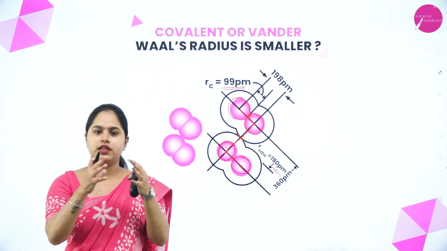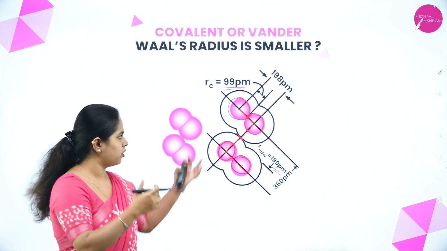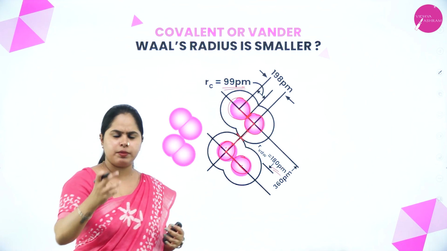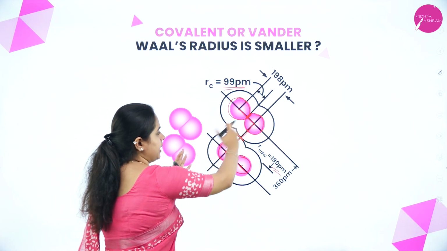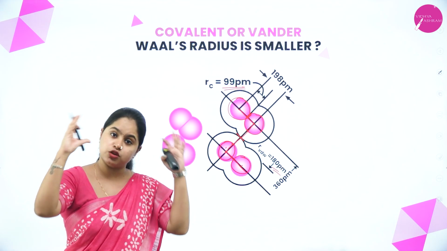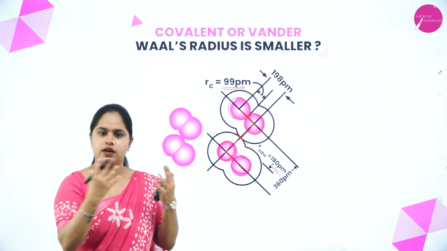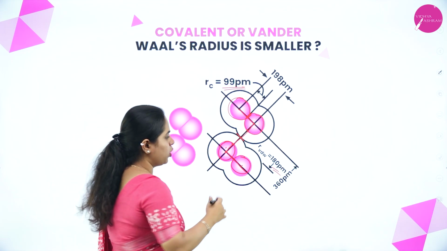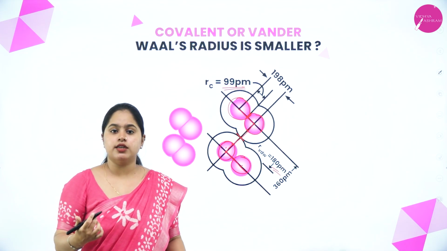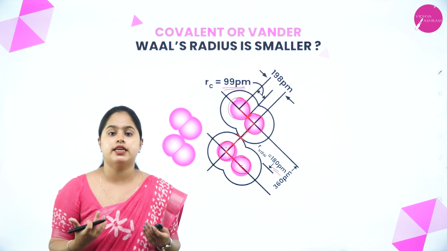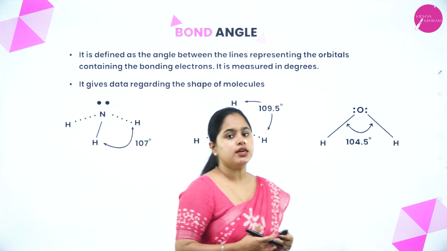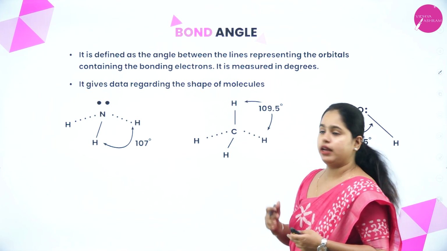Why? Because in covalent radius, the atoms are bonded with each other. From the diagram itself, you can understand that if we are taking the distance here, it will be less. And if we are taking the distance between two different atoms in two different molecules, of course, the distance or the radius will be high. So I hope it is clear. From this, you can conclude that the van der Waals radius will always be higher than the covalent radius. Clear? Now, moving on to the second bond parameter, that is bond angle.